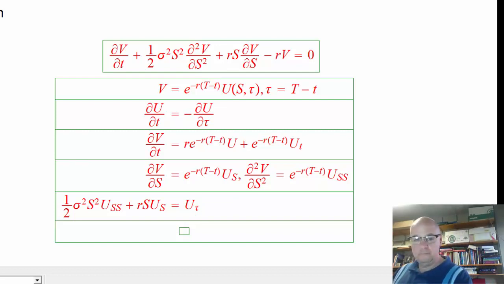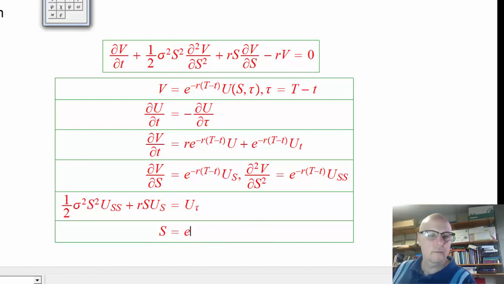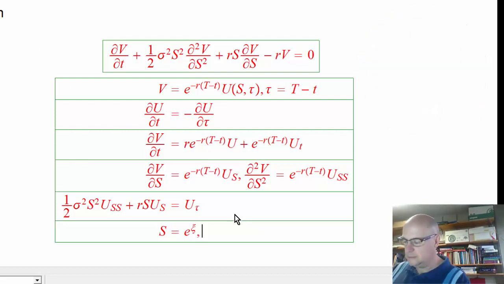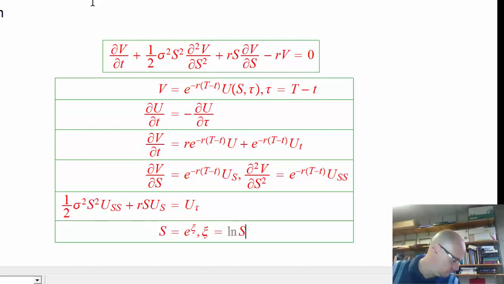A new substitution. The next substitution job is going to be to make these coefficients in front of the partial derivatives constant. So I'm going to think of the stock as e to the, well, let's see if we can use their e to the squiggly epsilon, or in other words, another way to think about it is that's equal to the ln of the stock.